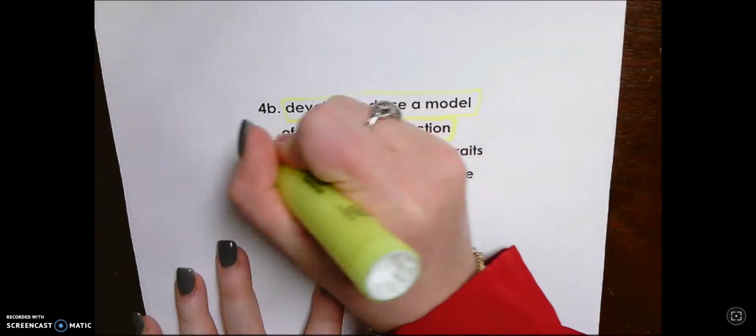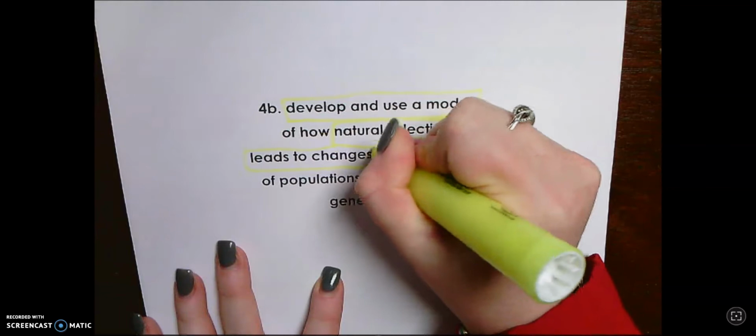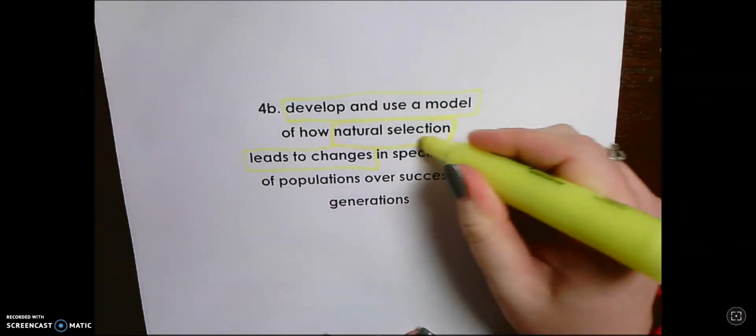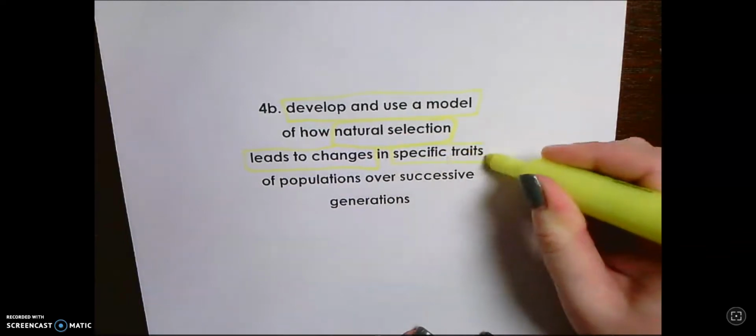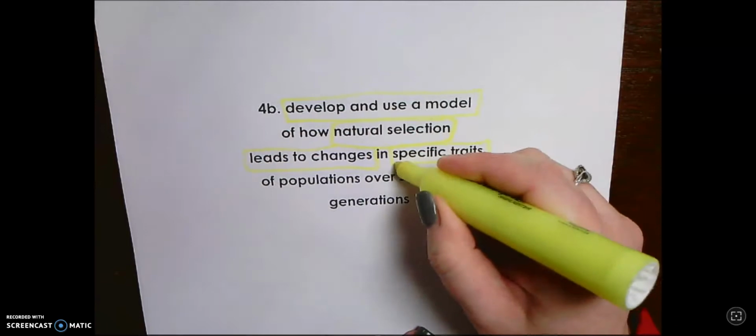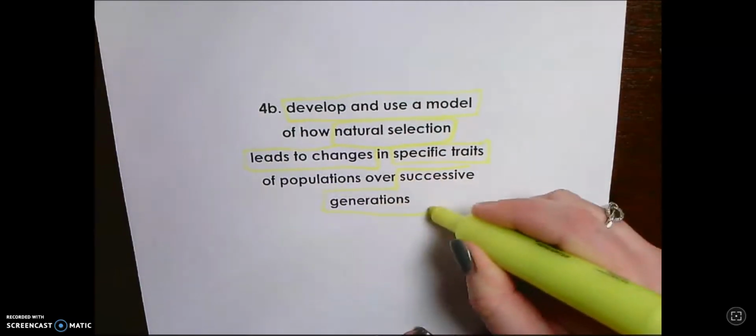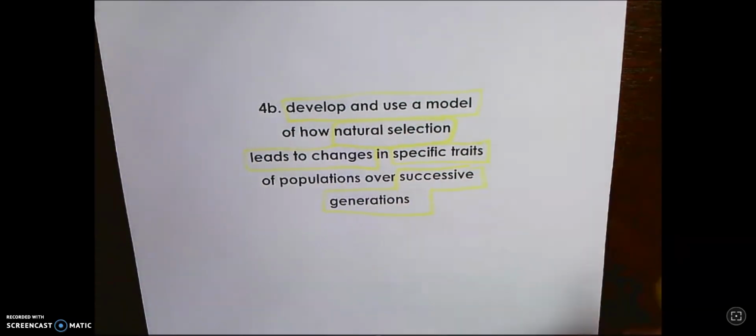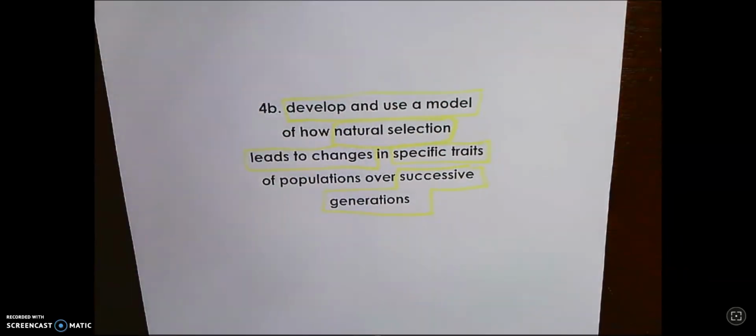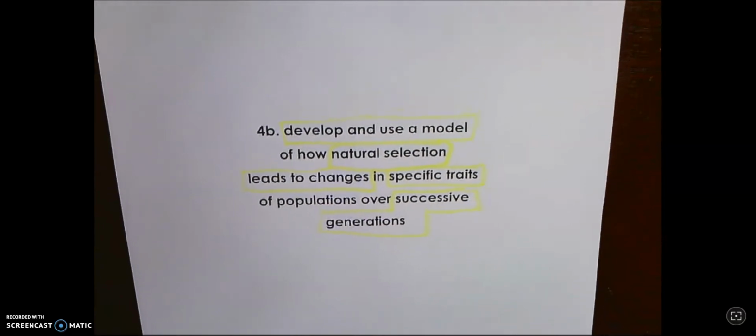I'm going to mark leads to changes. We've talked a lot about change over time. I'm going to mark specific traits. And then I'm going to lastly mark over successive generations as kind of a phrase together like that. If you need to pause the video, go for it. If not, keep going. So now we're going to go into each of our different highlighted phrases to kind of unpack what each of them means.